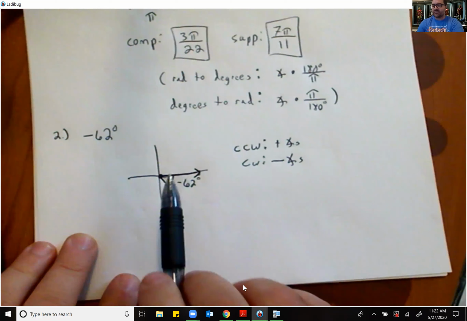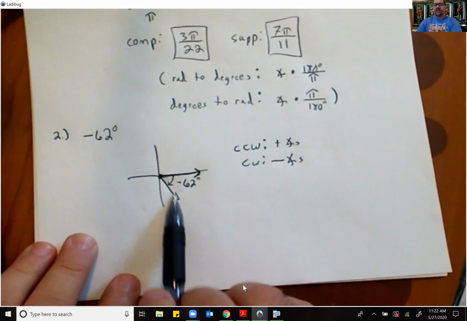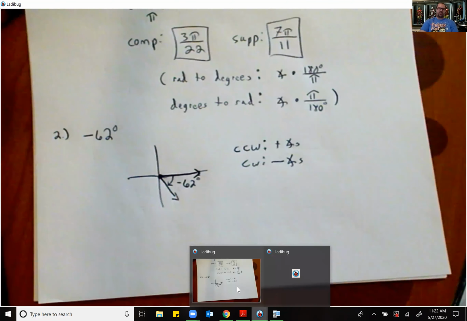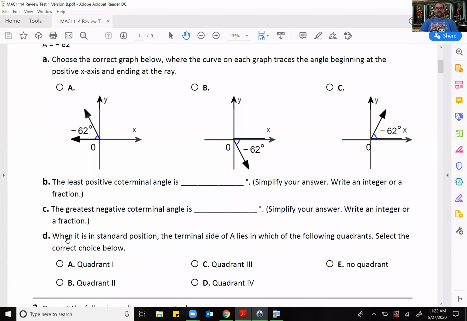My terminal side, my terminal ray is in quadrant 4. And that actually answers the last question of this as well. Where it says in standard position, where does the terminal side of A lie? So you know that the last part is D. We are in quadrant 4, which is choice D.